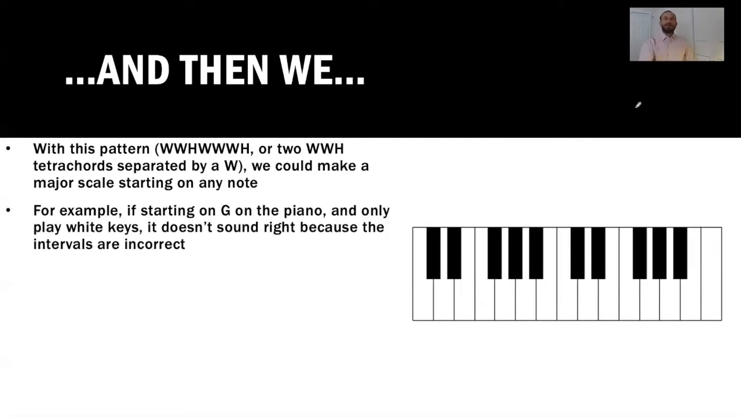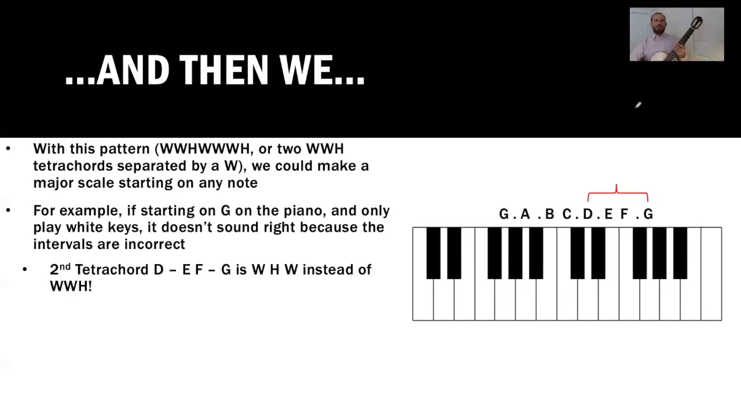Well, what does that mean? For example, if you tried to play a G major scale starting on G, but only use the white keys, it wouldn't sound right. You would have an incorrect pattern. For example, the D, E, F, G creates a tetrachord that is whole, half, whole instead of whole, whole, half. This is what it sounds like. That does not sound like a major scale. That D, E, F, G sounds a little off.